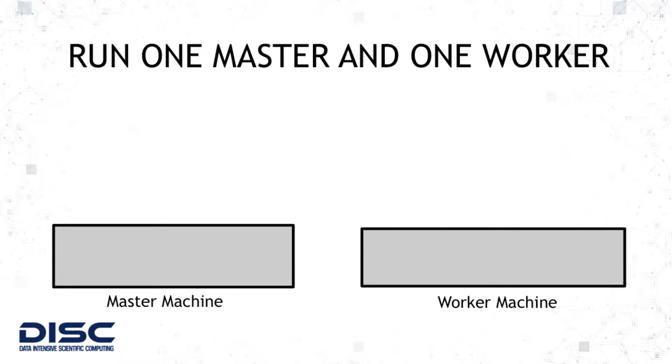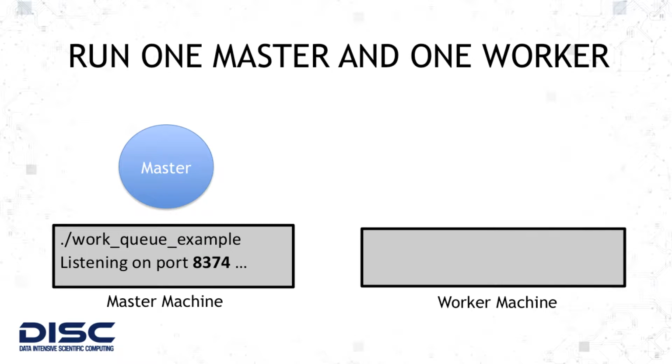So, let's suppose we have two machines. On one of them, you're going to run the master, and on another, you're going to run a worker. On the master machine, you're going to enter WorkQ example. That's the example program you just built, and that's going to start the master program. It should display that it's listening on a given port number. In this example, let's suppose it's 8374.